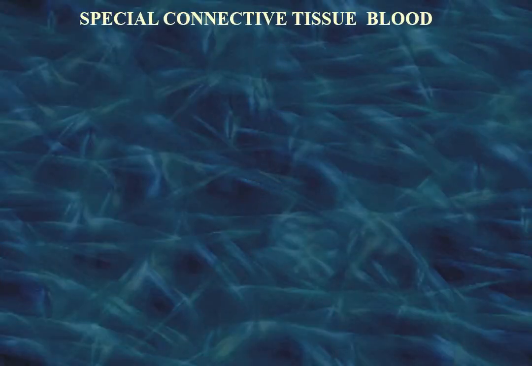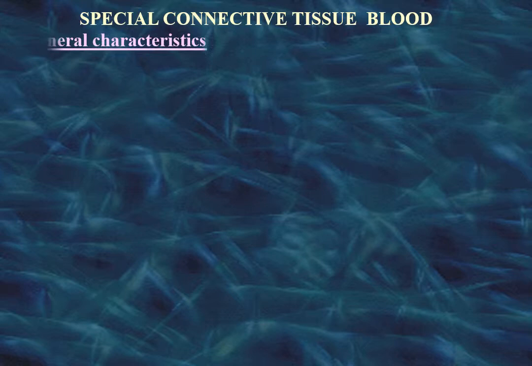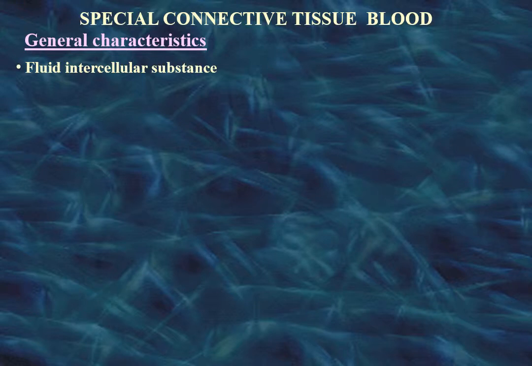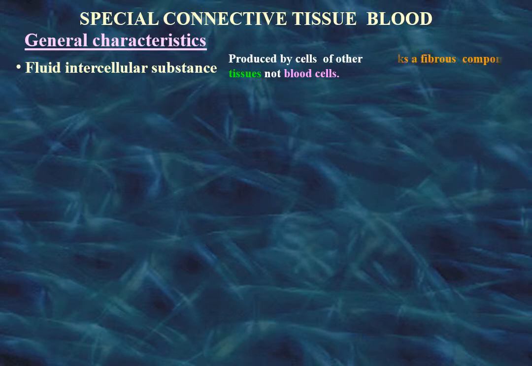Special connective tissue, blood, general characteristics. Blood is a special connective tissue which has a fluid intercellular substance produced by cells other than blood cells, like liver and lymphatic tissues. Blood intercellular substance also lacks a fibrous component.